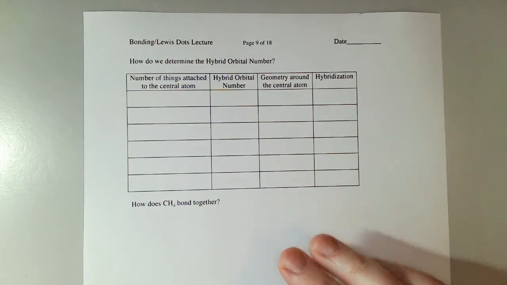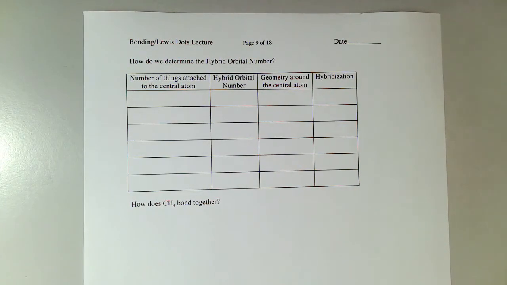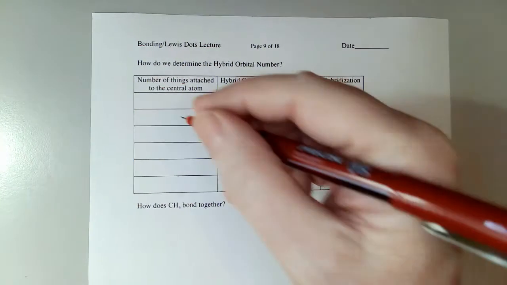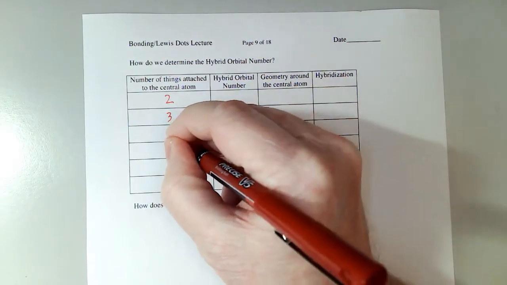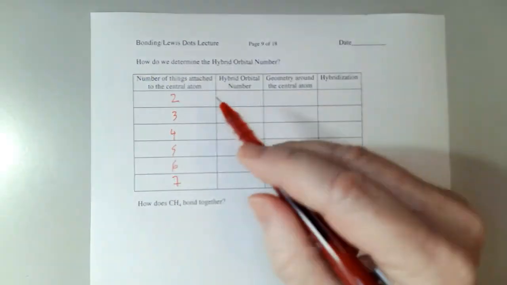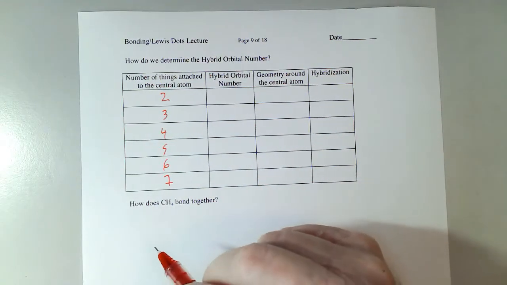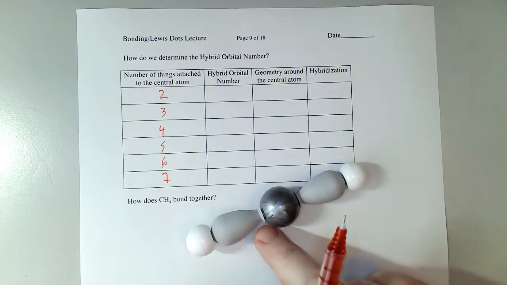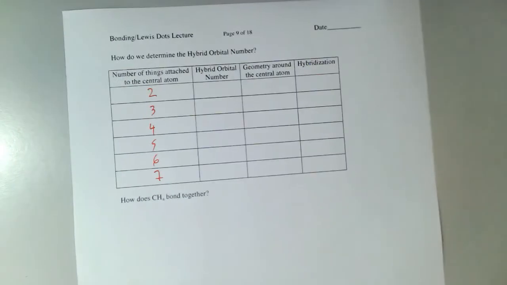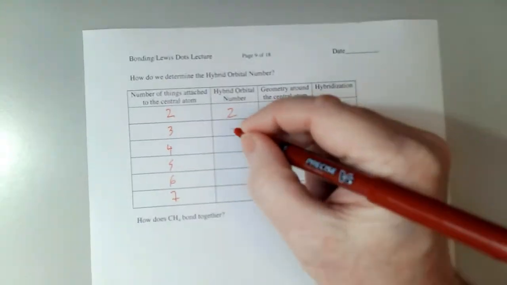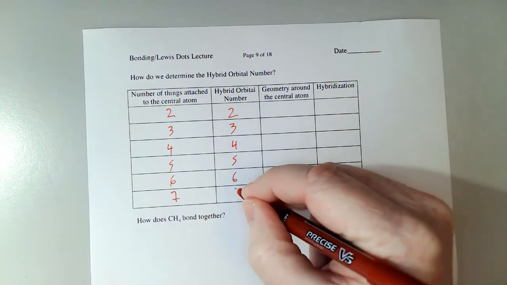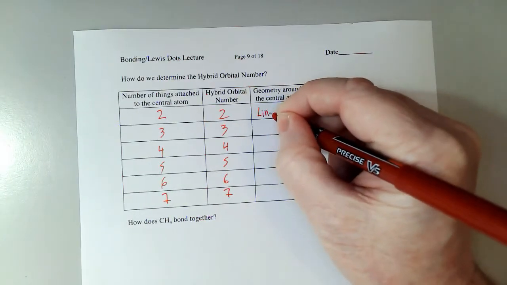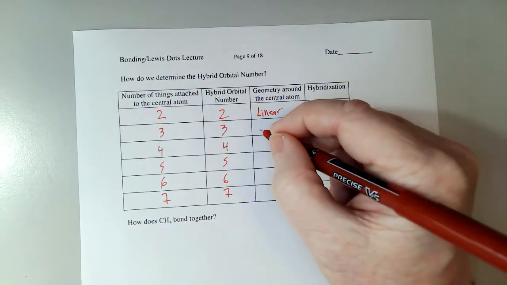So, I have a pretty convenient little table here that I can look at and fill in, okay, that helps me to keep track of what's going on here. I'm going to number this 2, 3, 4, 5, 6, and 7. So the number of things attached to my central atom. And again, as an example, linear, that would have 2 things attached to my central atom. The white one on the left, the white one on the right. So the hybrid orbital number for that's a 2. In fact, the numbers here are the same. It's the number of hybrid orbital numbers attached. If you only have 2, the geometry around the central atom is linear. It is trigonal.